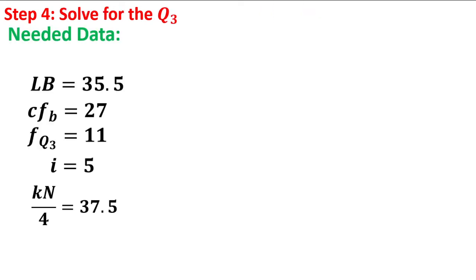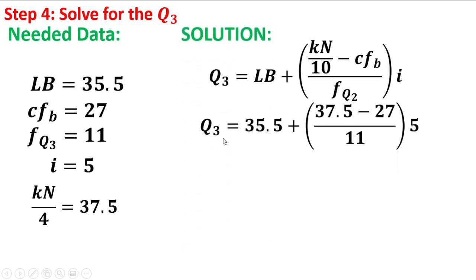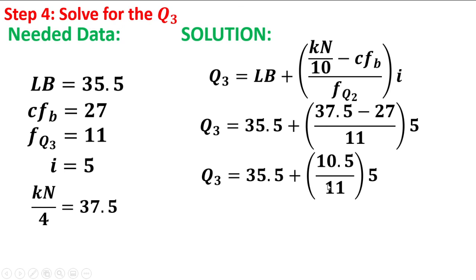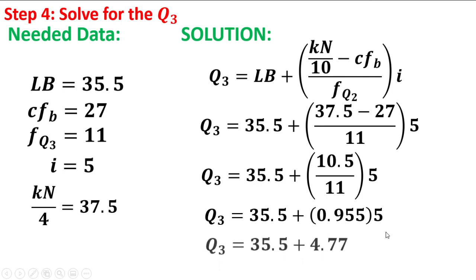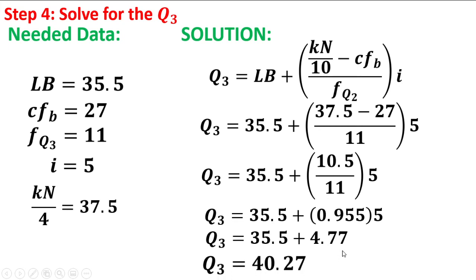Okay? So, substituting all the given values, we have now, the third quartile is equal to 35.5 plus the quantity of 37.5 minus 27 over 11 multiplied by 5. Okay? So, 37.5 minus 27 is equal to 10.5. And 10.5 divided by 11, that is approximately equal to 0.955. 0.955 multiplied by 5, that is approximately equal to 4.77. And 35.5 plus 4.77 is equal to 40.27.